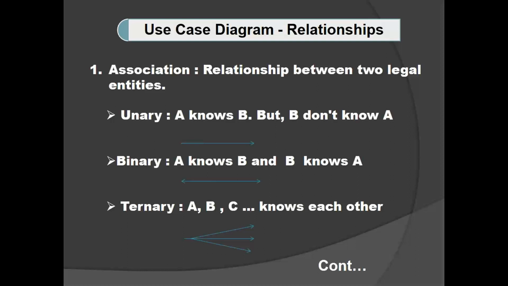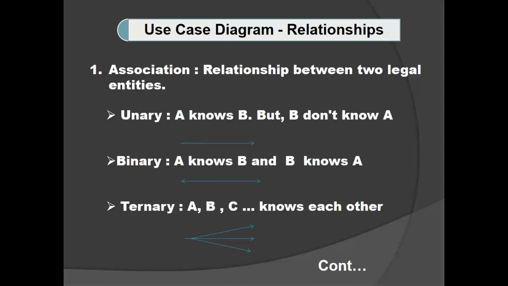Okay, so in association we also have three types: unary, binary, and ternary. Unary means one-way relationship. One-way in the sense that A knows B and B doesn't know A. Okay, and it is represented by a line and an arrow. For example, if I ask you people who is the PM of India, everyone can say. But if I go and ask the PM who is so and so person, he can't say. So that is nothing but a one-way relationship.